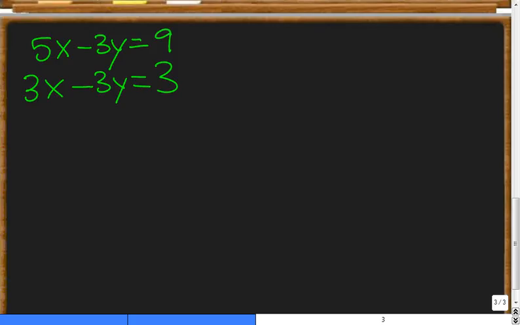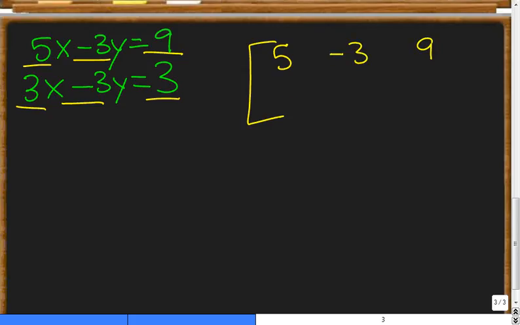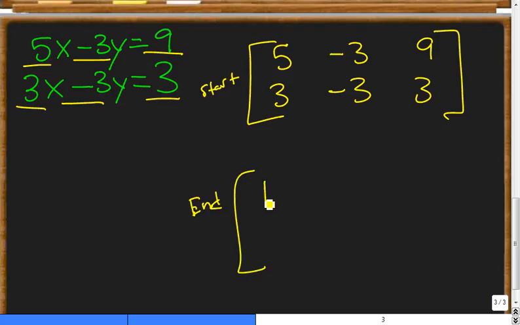So what we're going to do is look for the coefficients in this equation here. So our matrix is going to look like this: 5, negative 3, 9, 3, negative 3, 3. And that's going to correspond to our equation. Now this is going to do a bunch of row reduction and solving for us. So this is our start, and we're going to end with a matrix that looks like this.